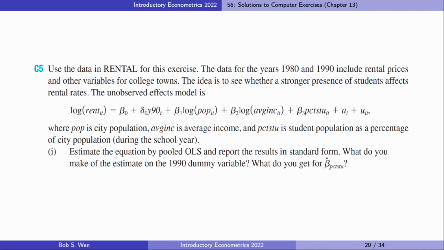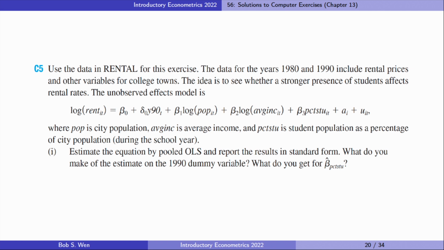Let's do computer exercise 5. Use the panel data for this exercise. The data for the year 1980 and year 1990 include rental prices and other variables for college towns. The idea is to see whether a stronger presence of students affects rental rates. The unobserved effects model is as follows.